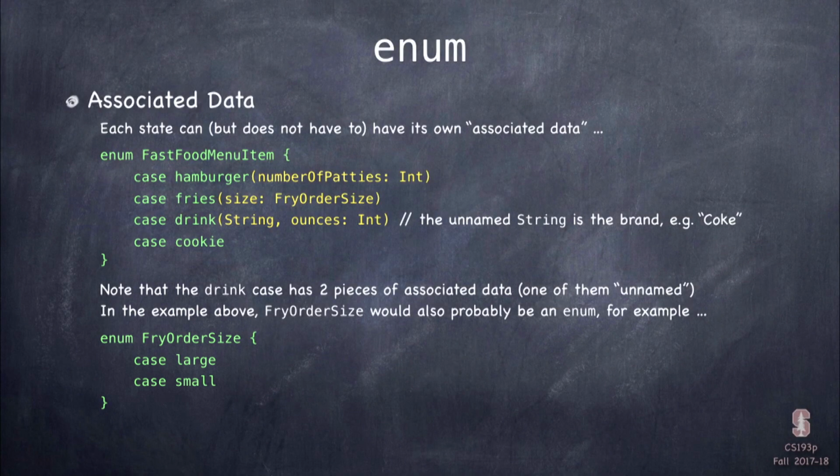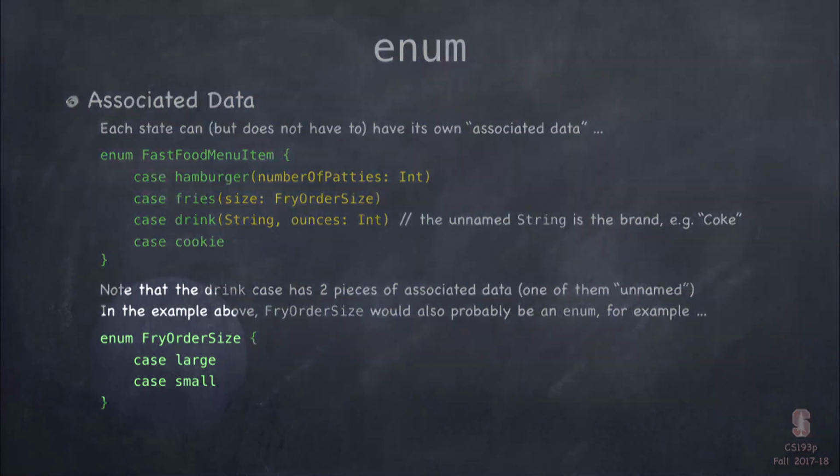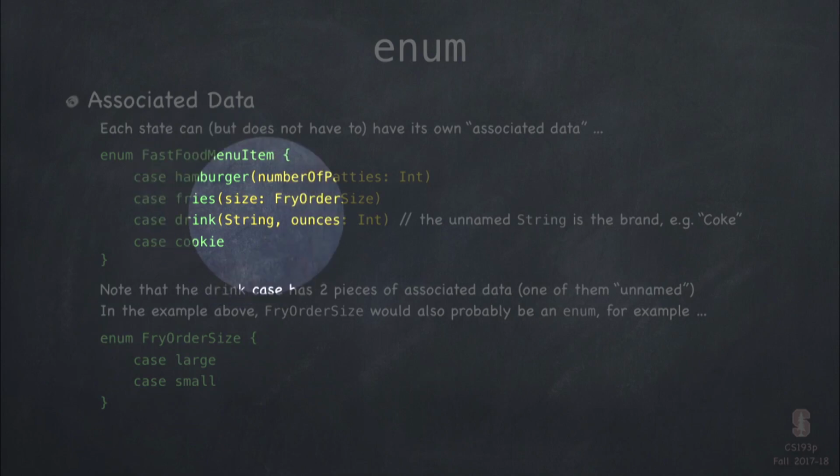And then drink, okay, it has 2 pieces of associated data. And if you look at its 2 pieces of associated data, look at the first one. That string, it has no name. These other ones have names like number of patties, size. This one has no name for the first one. It does have a name for the second one. Okay? First one's a string, the second is an int.